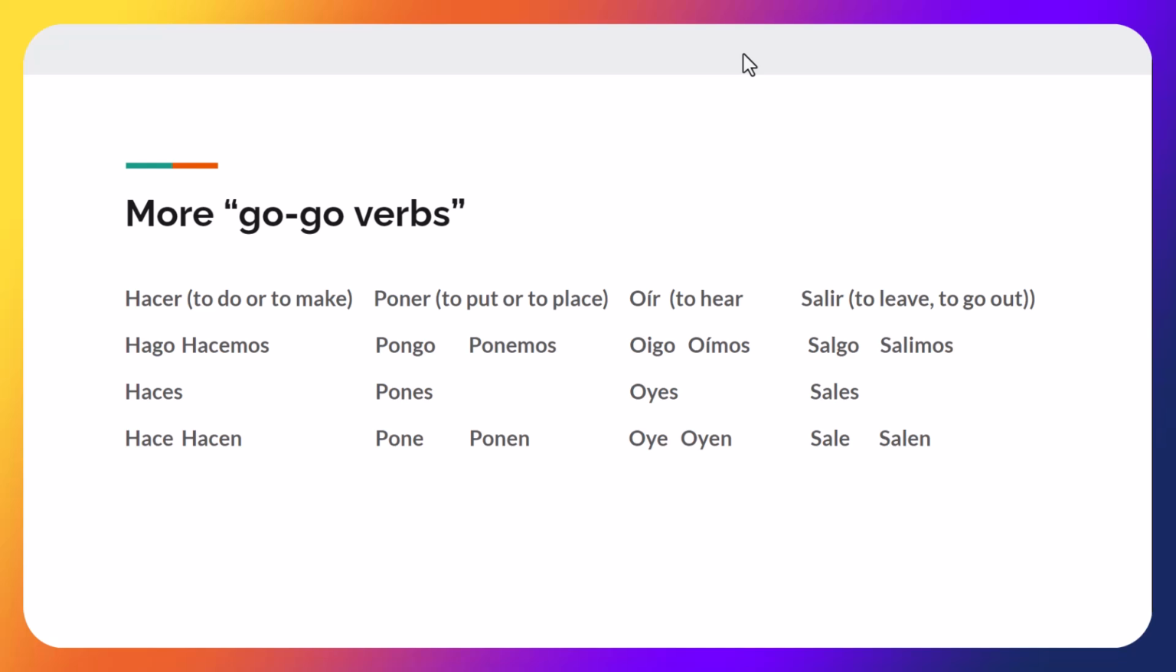These are not stem changing verbs. These would be entirely regular verbs were it not for the yo form. In the yo form, we have to put a G before the O, so it's a go-go verb, but other than that, it's regular. Let's look at the verb hacer. Remember that H's are always silent in Spanish. Hacer means to do or to make. Hago, haces, hace, hacemos, hacen.